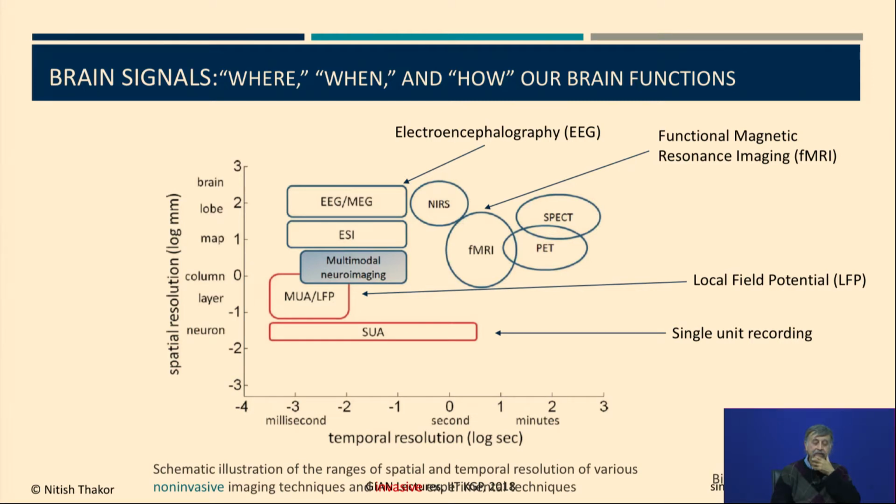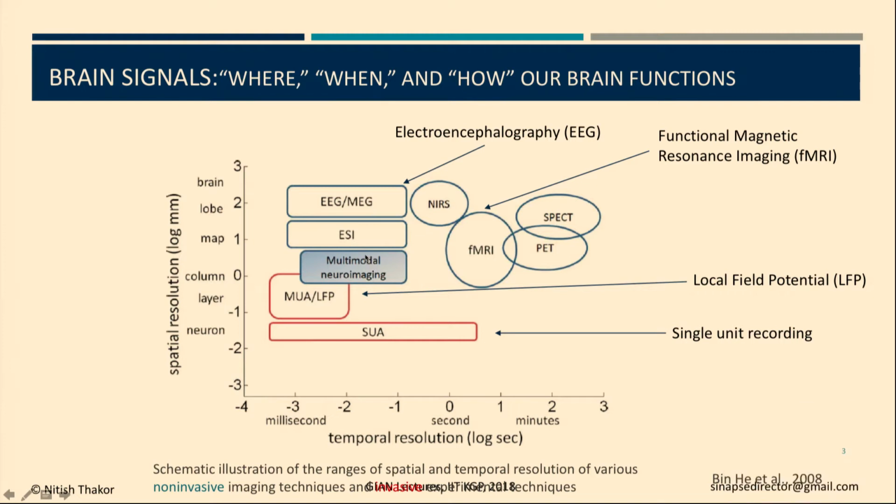Now, taking it further, there is electrical impedance-type imaging, and multimodal neuroimaging. More or less, what you can see is these are all electrical approaches, non-invasive and invasive. So, we have talked a lot about it.